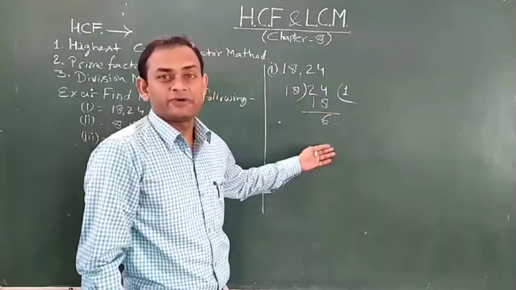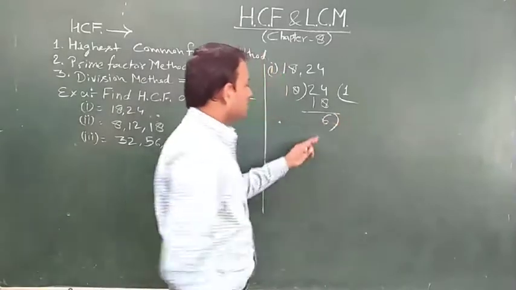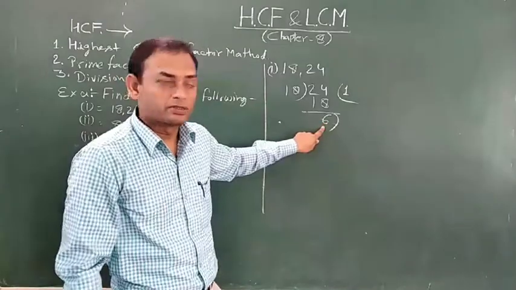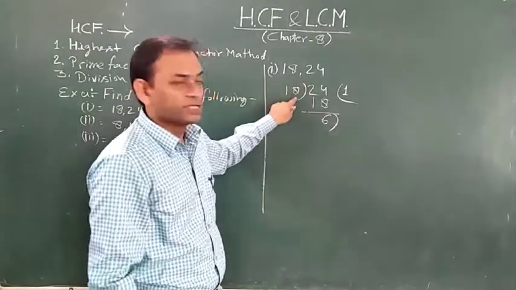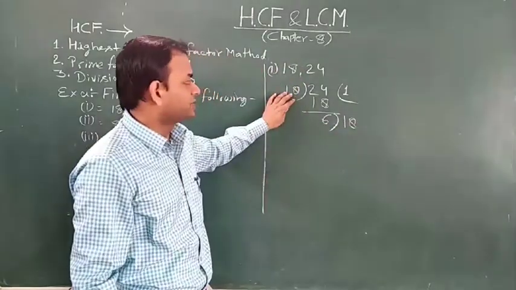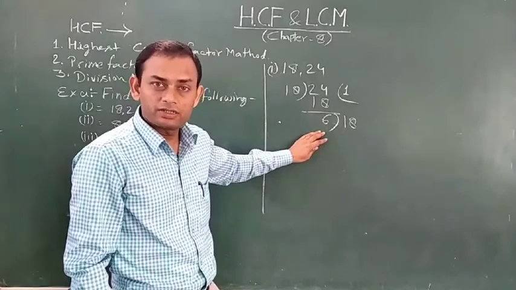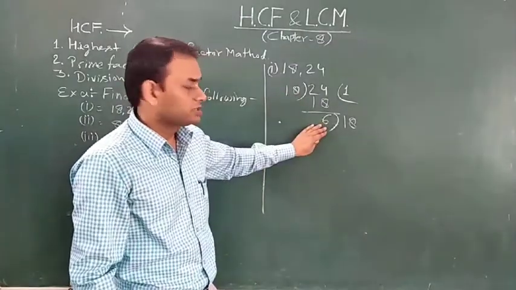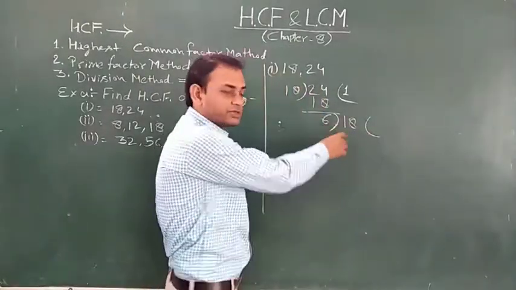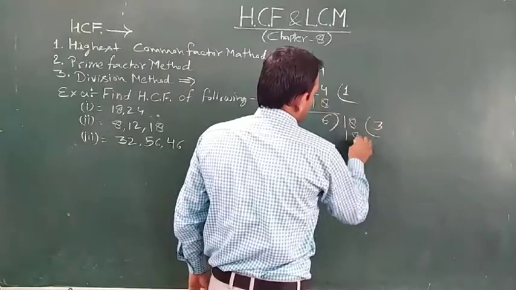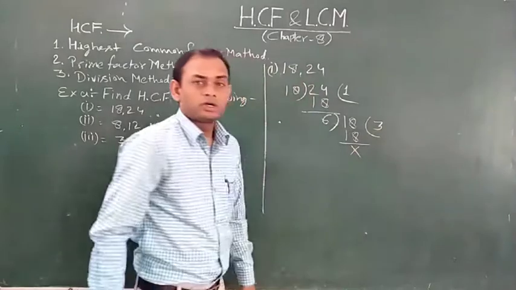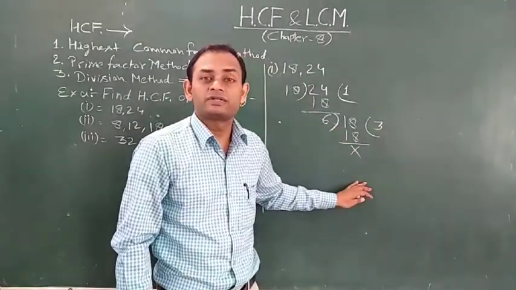Now we have to divide again. In the next division, this 6 will be the divisor, and this 18 will be the dividend. We will write 18 here. Means we have to divide this 18 by this remainder 6. Got it? Now we will divide 18 by 6. 6 threes are 18. What is left? 0. We have to divide until we get 0.